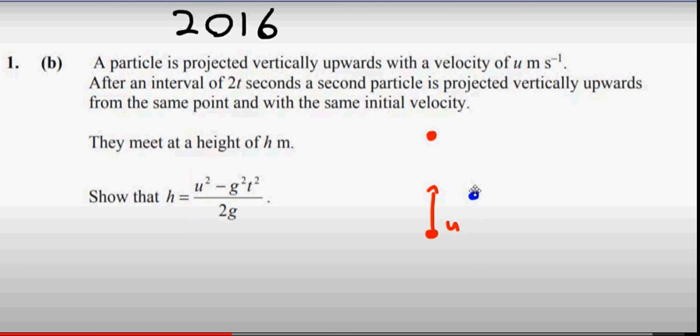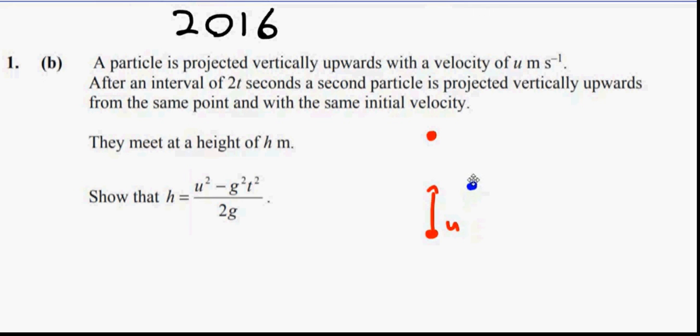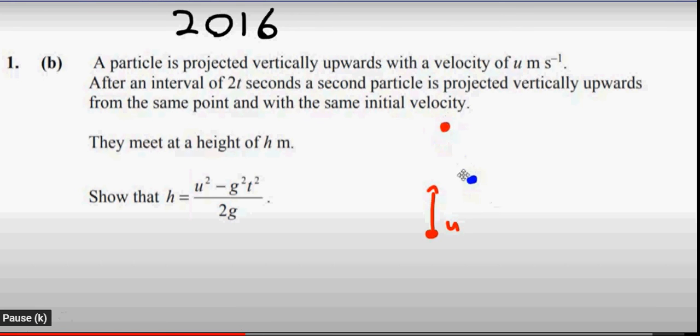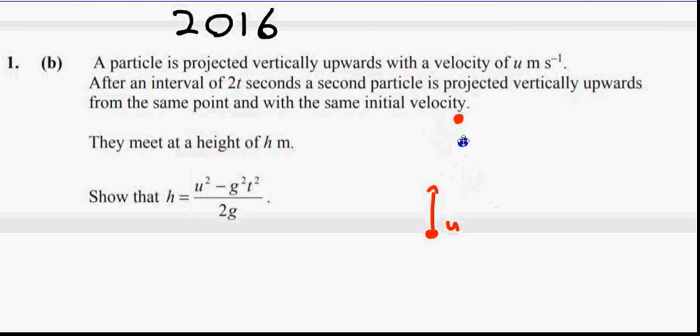The third scenario is that the red particle is on its way down, the blue particle is on its way up, and the blue particle therefore collides with the red particle. Okay? And that's what we're suggesting will happen here. The red particle will be on its way down, and the blue particle will be on the way up, and the blue particle will hit the red particle. Okay, so like that.